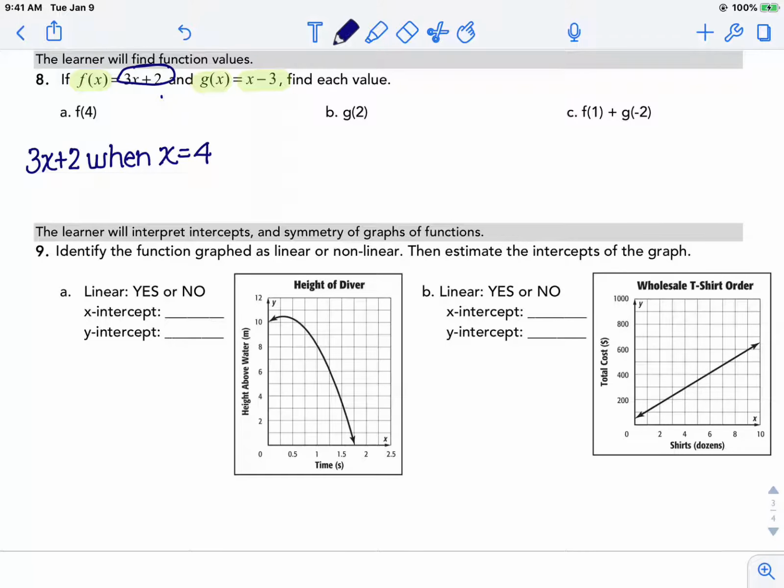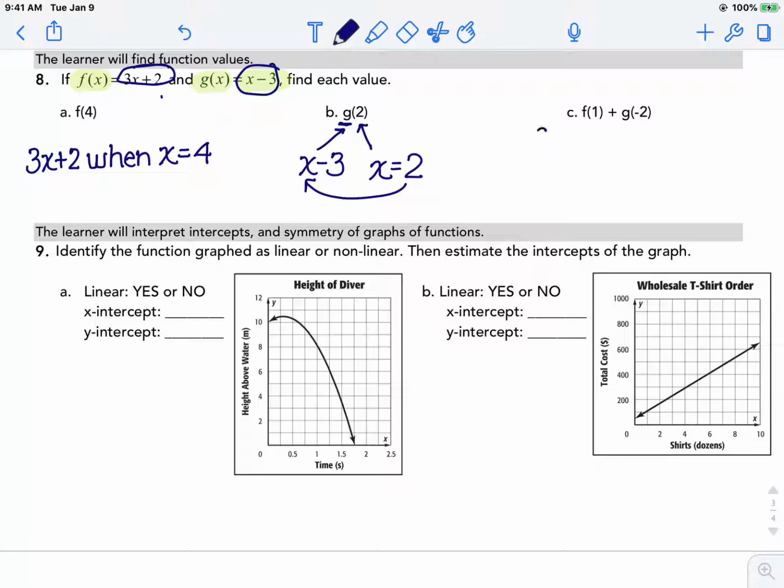In part B, again, pause the video and do it. They're telling me which equation to go use, the g function. And if you look up at the g function, the calculate side says use the equation x minus 3. And this is telling you when x is 2. So you need to go put x is 2 in and calculate.